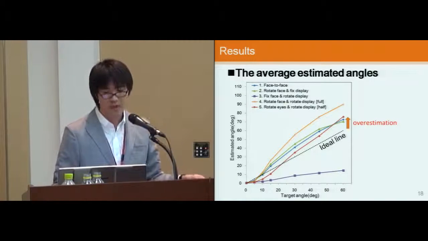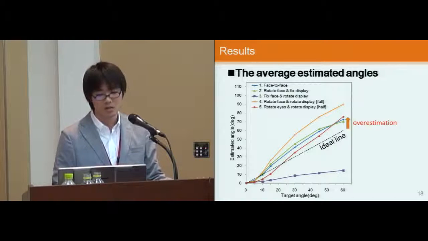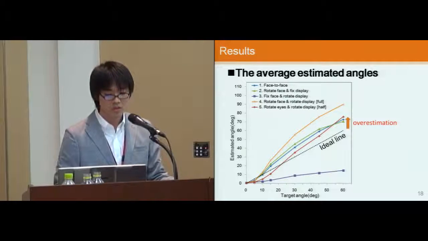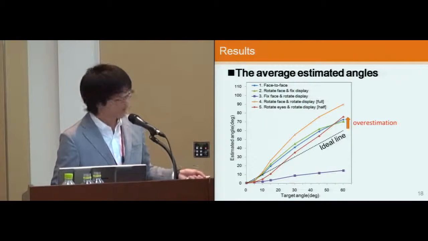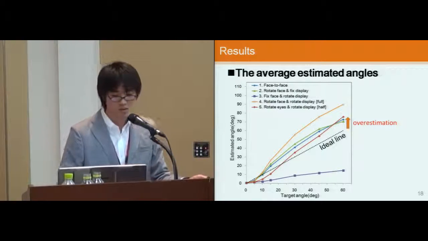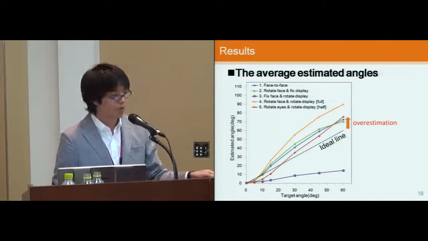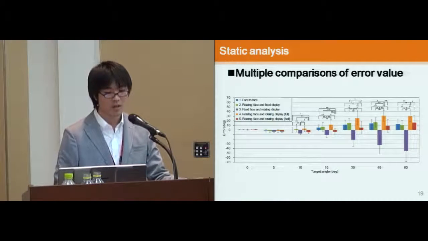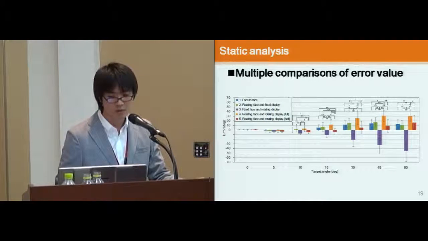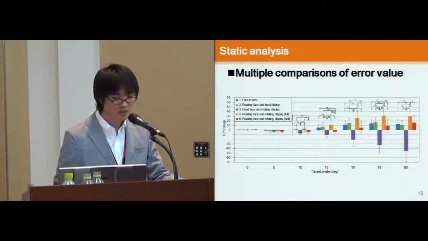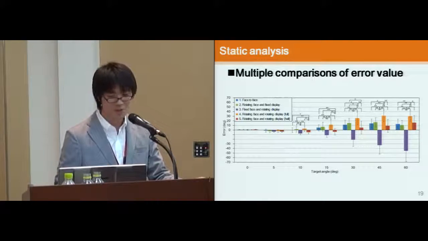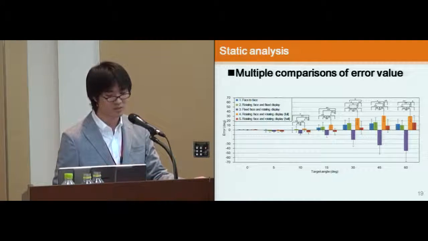This graph shows the result of the experiment. Each line shows the average estimated angle of each condition. In general, except for condition 3, this line, the results show that the subjects tend to overestimate the target angles. As you can see here, we performed statistical analysis, but please read my paper for details, because I will use up all my remaining time if I explain all these results here.